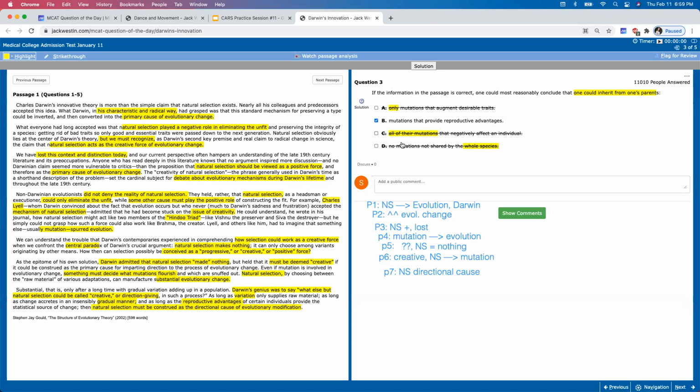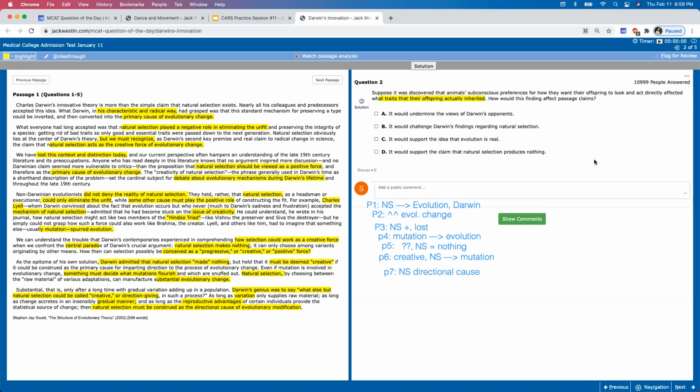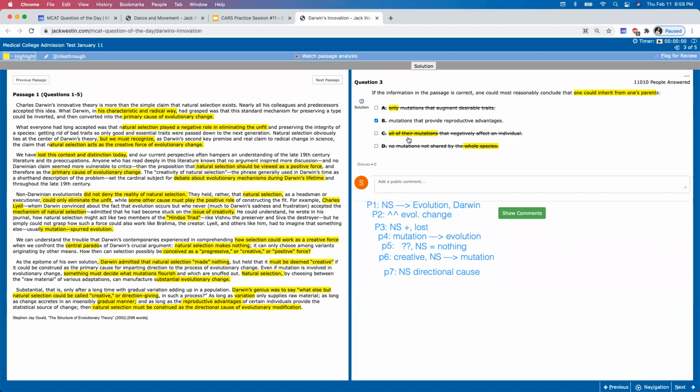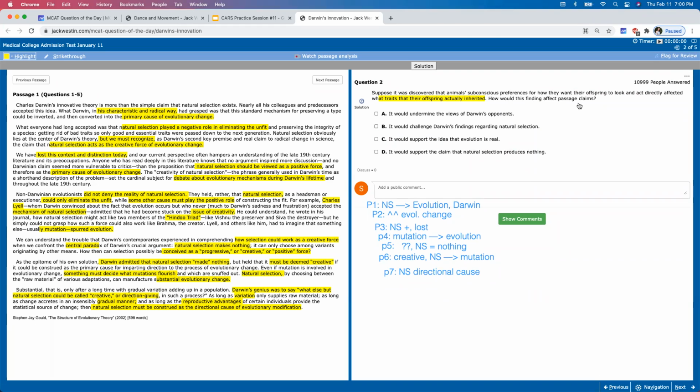Does that make sense, how the other choices were really extreme and why we could eliminate those? Okay, perfect. Number 2. Brian, for the last question, C, could inherit all of their mutations that negatively affect an individual. It's too extreme. We don't say that you inherit all of, question 2? Oh, question 2, sorry. Okay. What is everyone's answer for question 2?